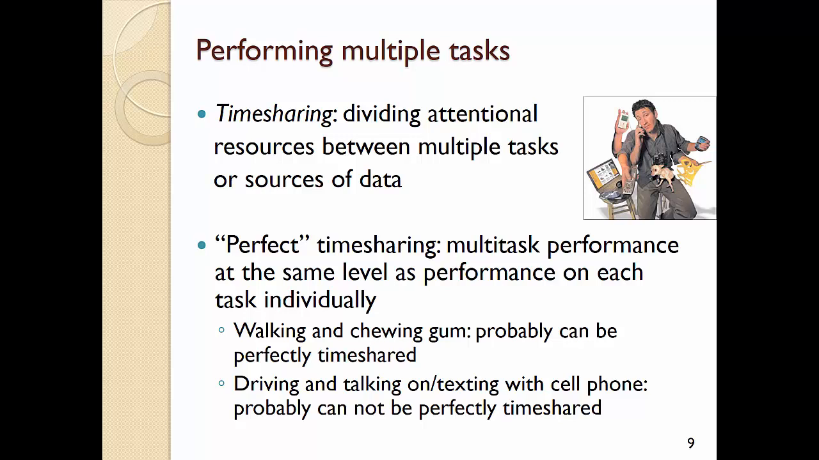Okay. When you can do these two at the same time as well as you possibly can, we'll call this perfect time sharing. This is when you can do task A by itself and do pretty well, do task B by itself, do it pretty well, and if you do A and B together, you don't have a noticeable drop-off in performance for either task. So usually something very simple or something really highly practiced, like walking, if you're a frequent walker, and chewing gum, if you're a frequent gum chewer, then if you walk and chew gum at the same time, you're probably not going to see a noticeable drop-off in performance in your walking or gum chewing abilities.